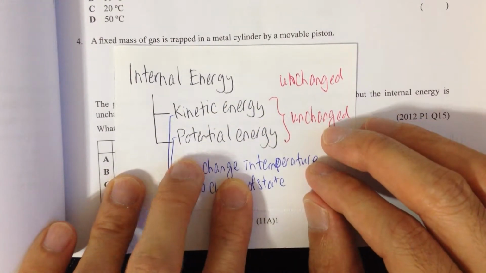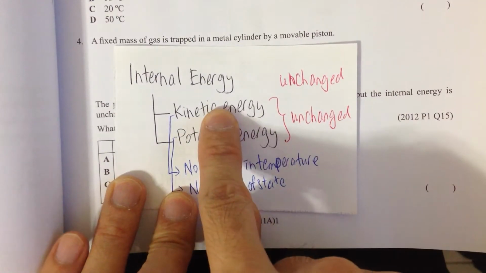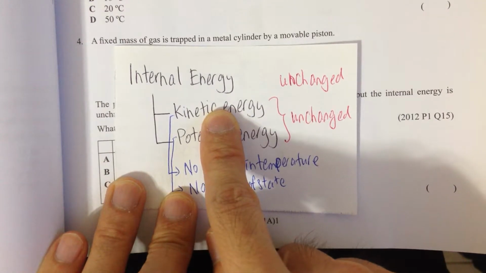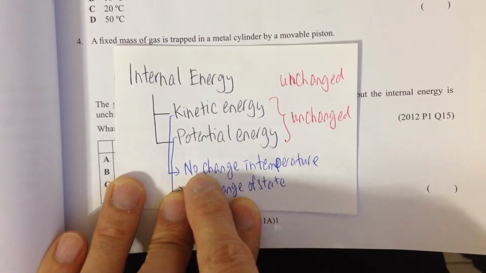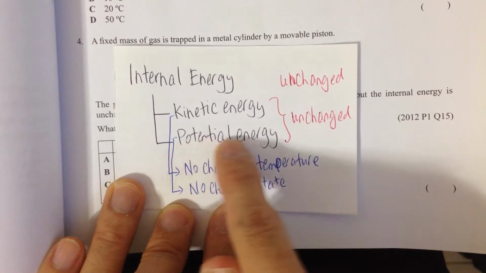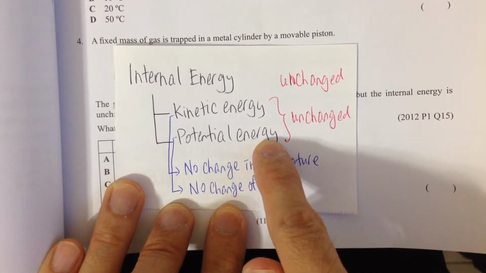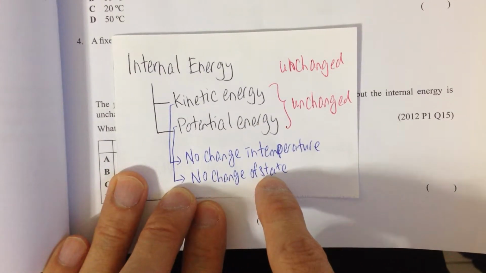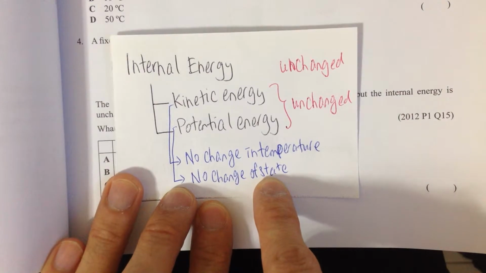So what does this mean? This means that if the kinetic energy is unchanged, we know that kinetic energy is related directly to the temperature. So there is actually no change in temperature. And we also know that potential energy is related to state. So if potential energy is not changed, that means there's no change of state. So basically the gas remains as a gas.